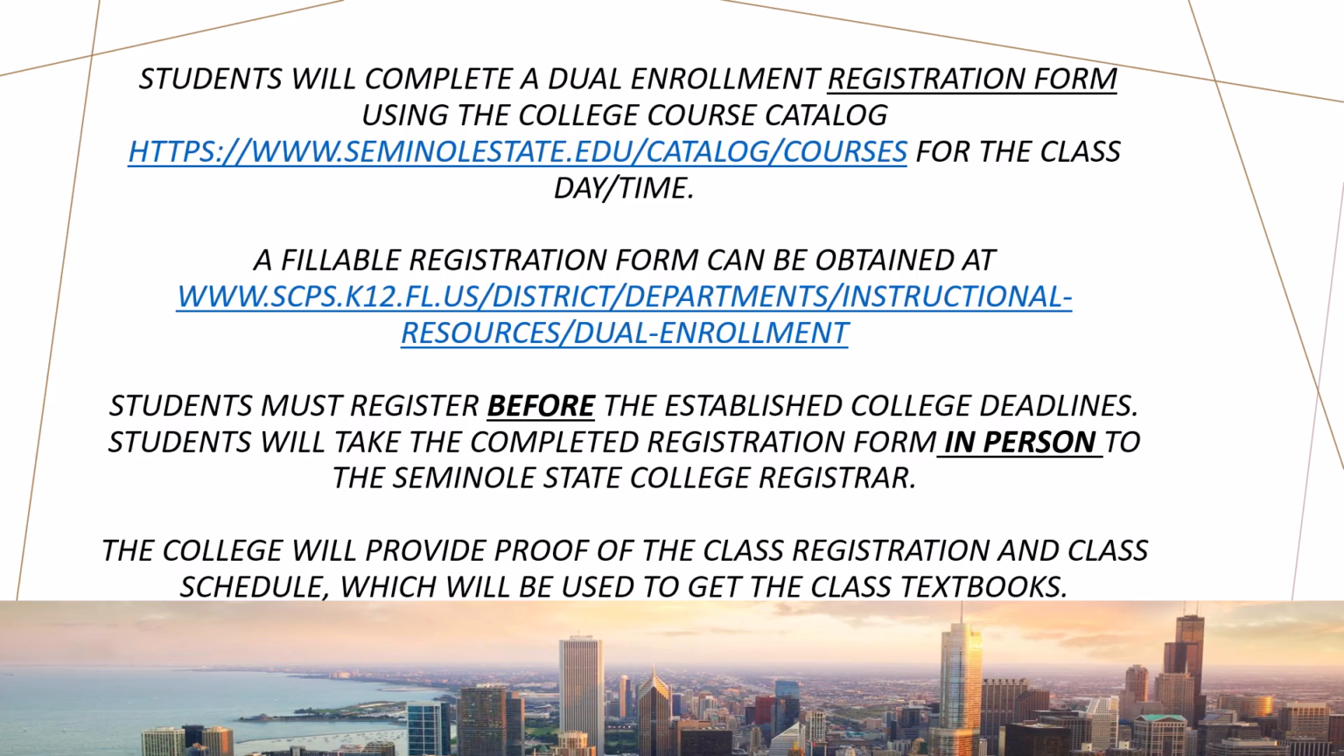Students must complete a dual enrollment registration form. You can access this form by going to the college website or the Seminole County website for dual enrollment. Students must register before the established college deadlines. After completing the form, students will get it signed by their high school counselor and take the form directly to the college in person in order to register for classes. The college will then provide proof of class registration and a class schedule, which will be used to get their textbooks.